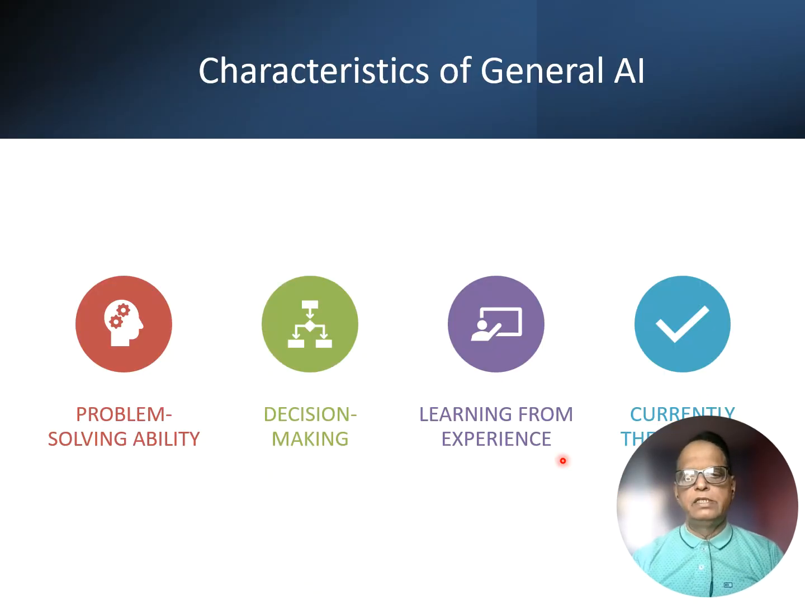There are certain characteristics associated with general AI. It has problem solving ability just like humans. It can make decisions just like humans, and it will learn from experiences. So far, the AI that we are using learns from data, but in future we can have an AI that will learn from experiences like humans. Currently, it is only a theoretical concept. Practically, this AI is not available.